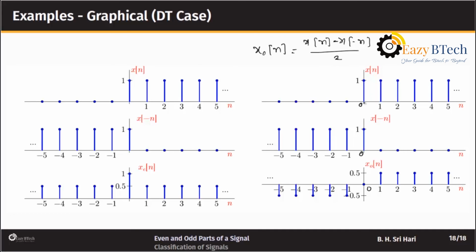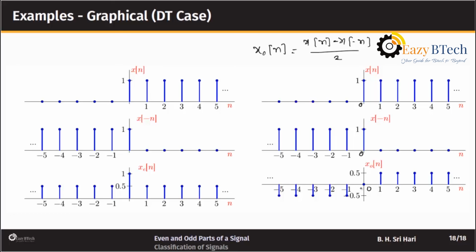At 0, the amplitude of x of n is 1, and the amplitude of x of minus n is also 1. So if you subtract, it becomes 0. After that, for n greater than 0, x of n is 1, and x of minus n is 0. If you subtract, you get 1 minus 0, which is 1, and then you divide by 2, and hence you get 0.5.